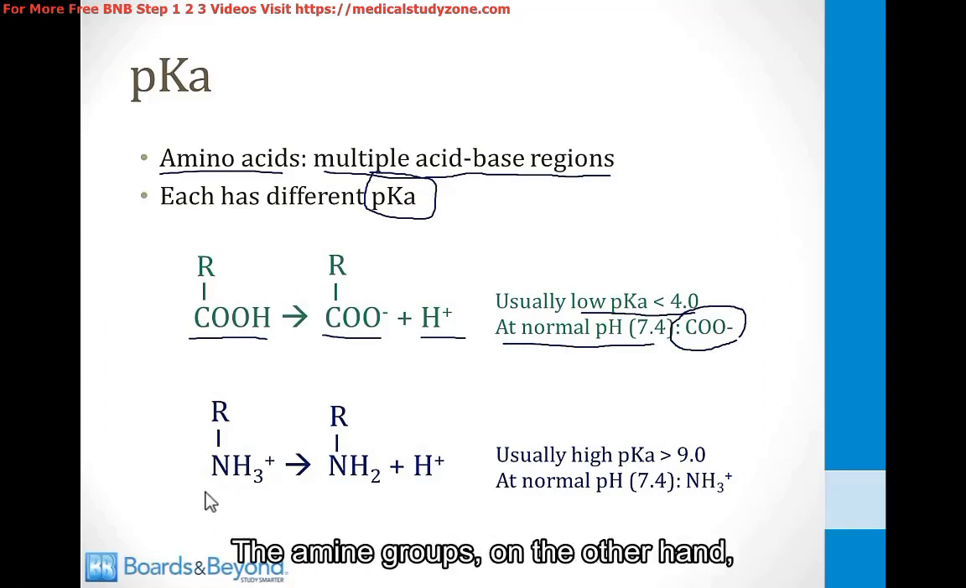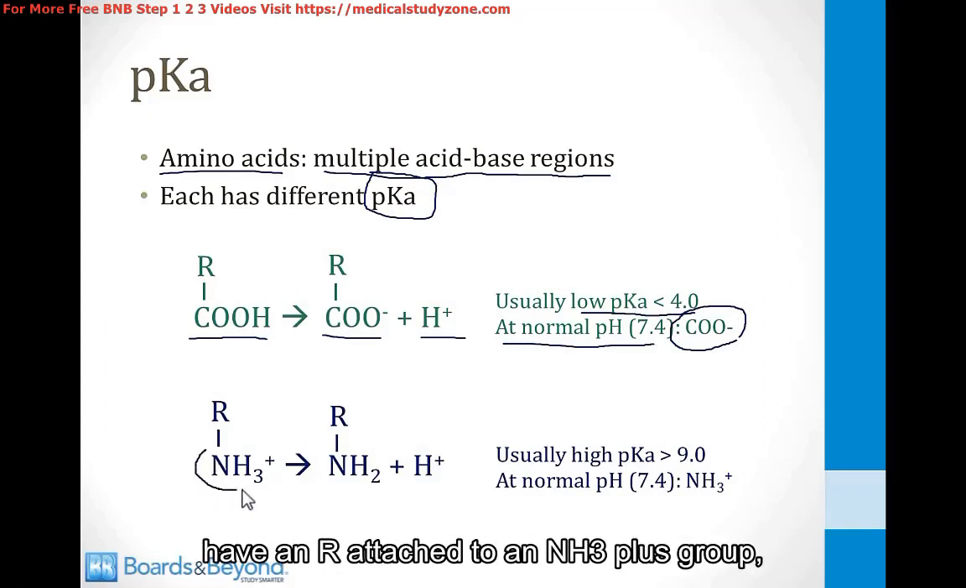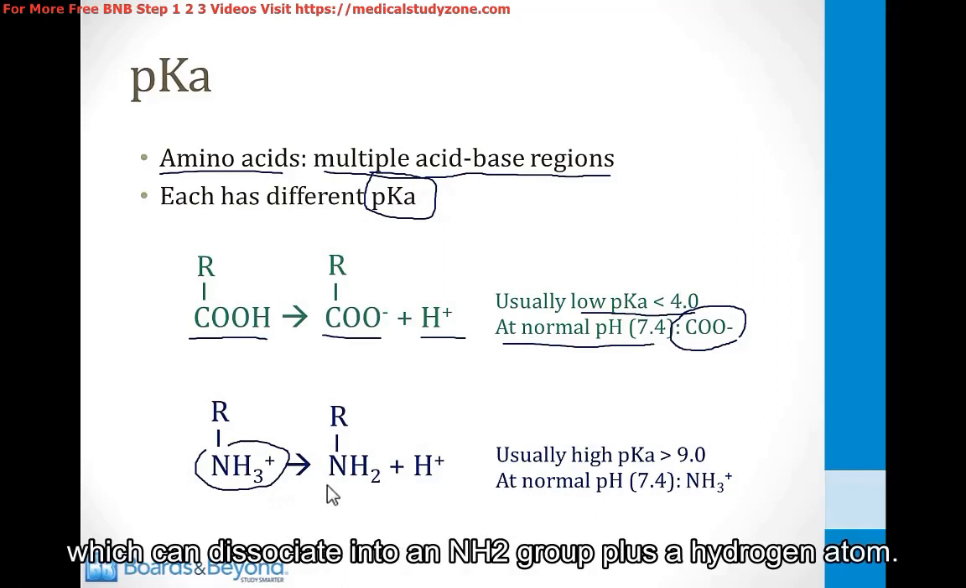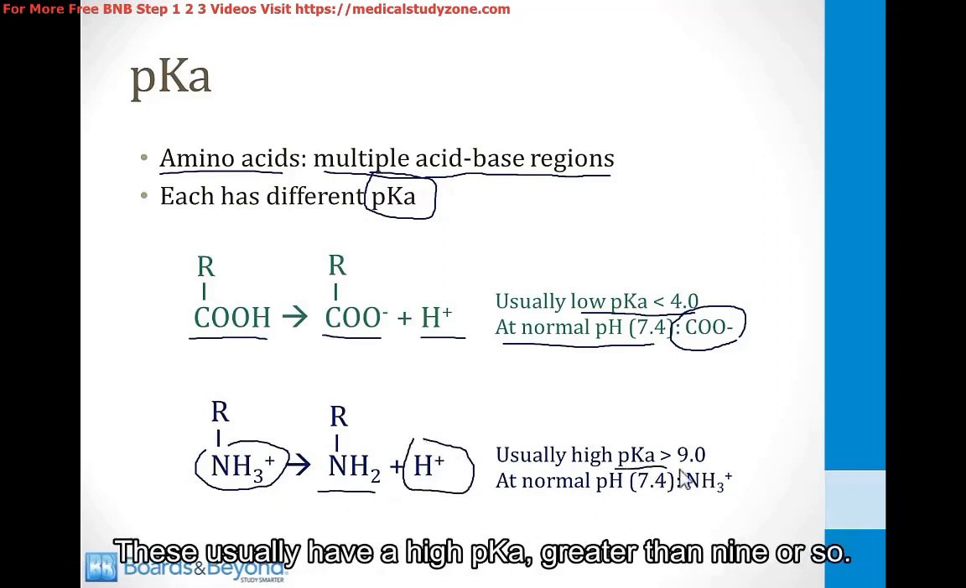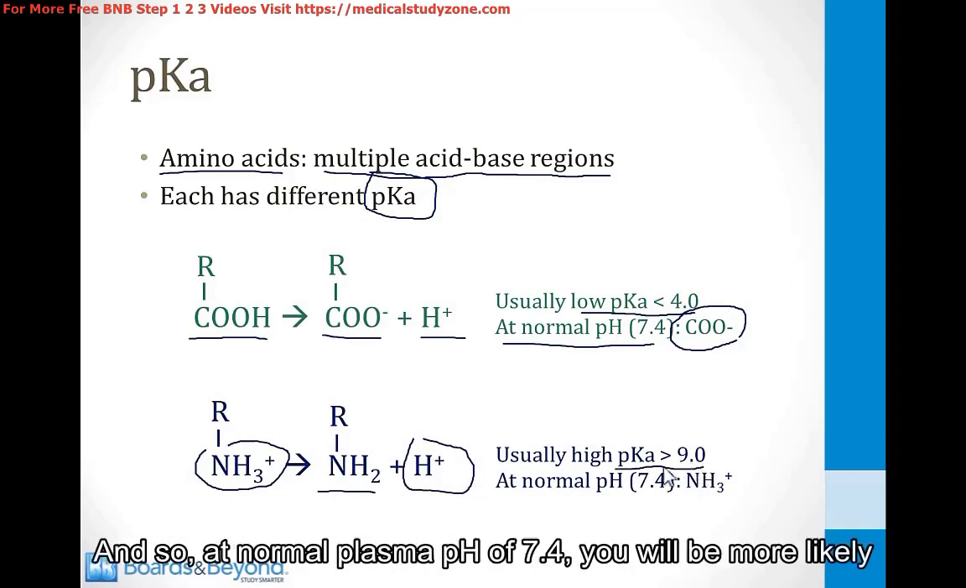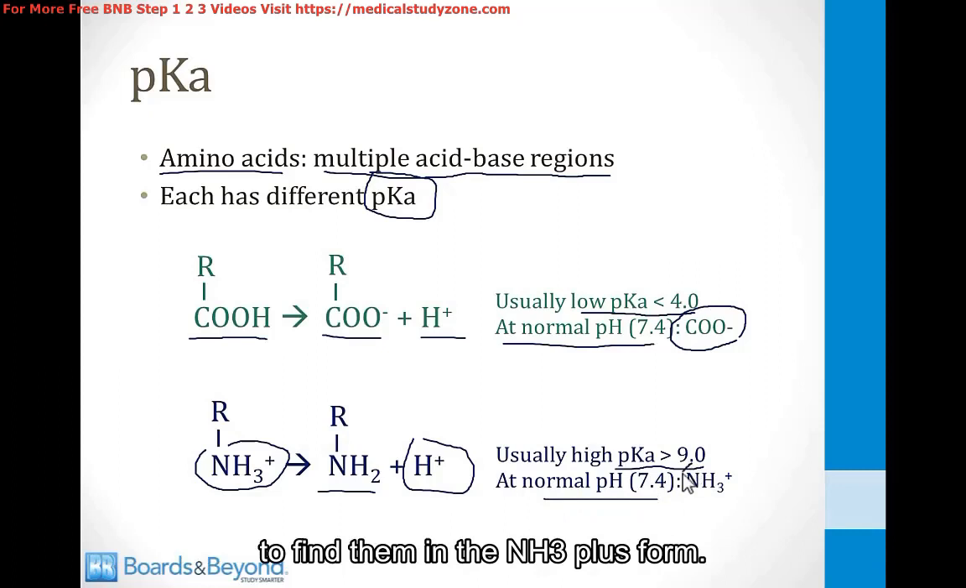The amine groups, on the other hand, have an R attached to an NH3 plus group, which can dissociate into an NH2 group plus a hydrogen atom. These usually have a high pKa, greater than 9 or so, and so at normal plasma pH of 7.4, you will be more likely to find them in the NH3 plus form.